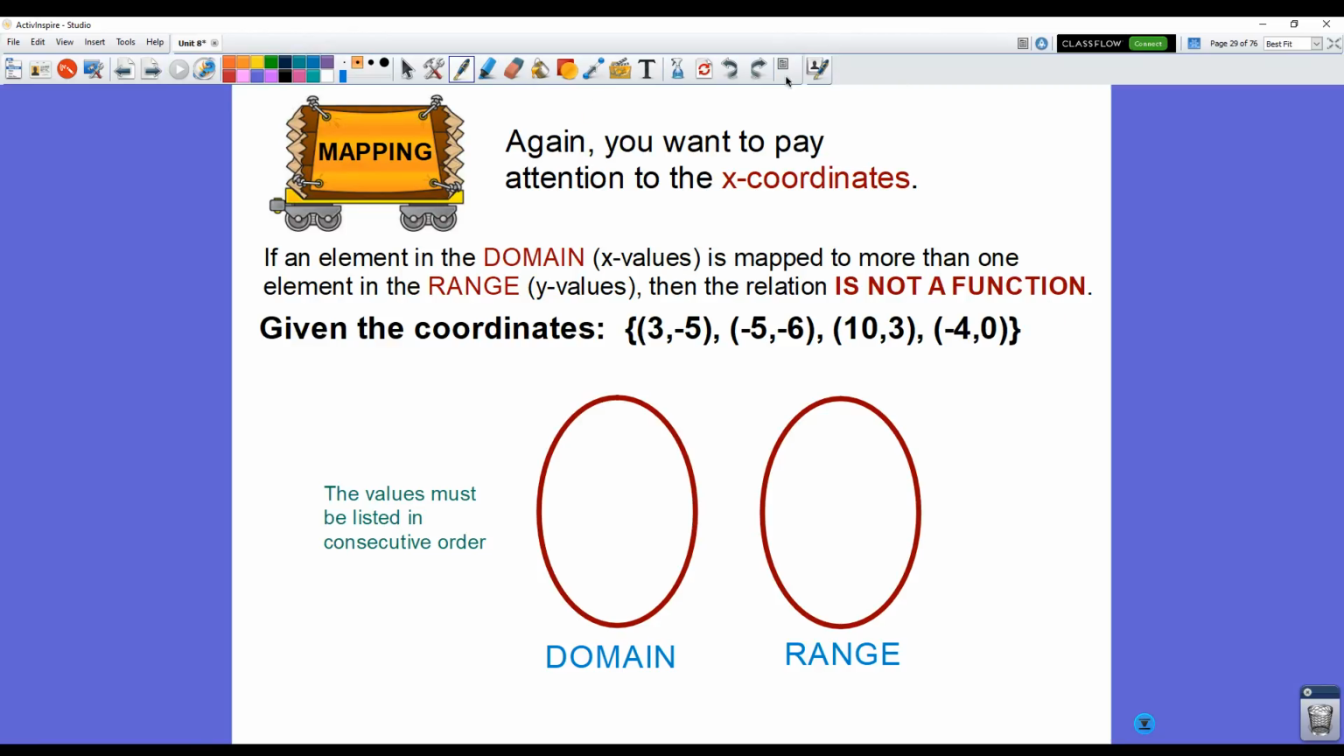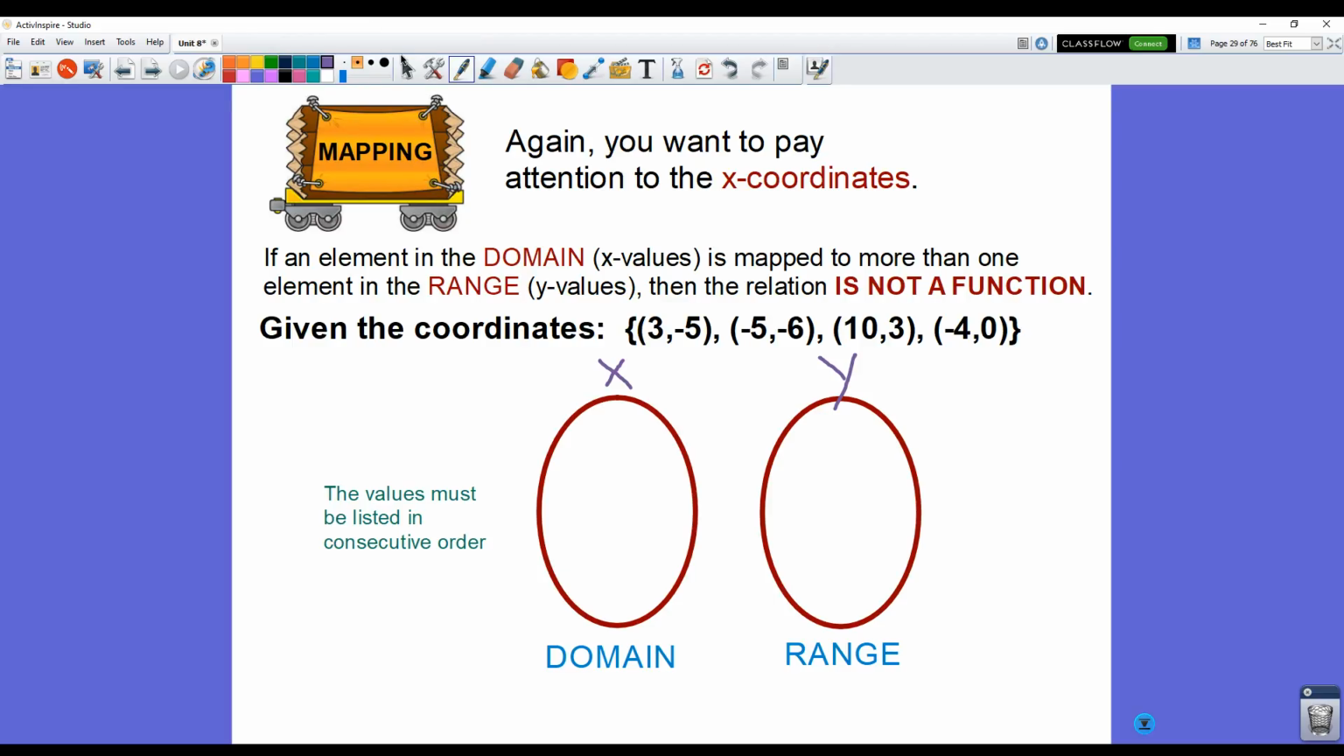So we are going to write 2 different sets. Again, we've got our domain and our range. So in our domain, I am putting my x values, and my y values in my range. So what x values am I going to put in? Now we must list these in consecutive order, meaning smallest to biggest.